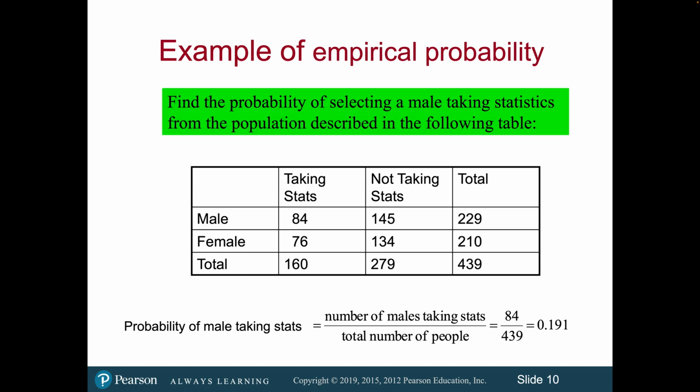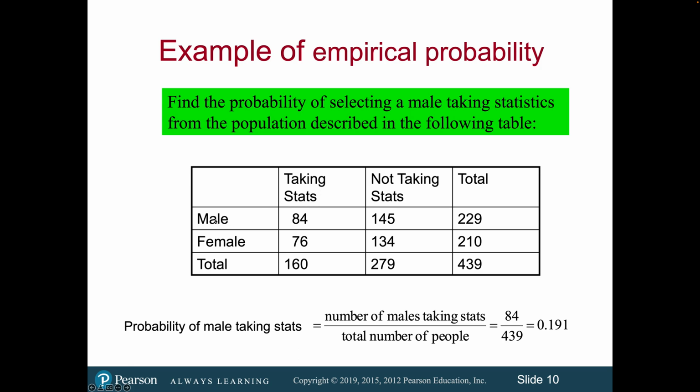The empirical probability, transitioning from a probability distribution, as I demonstrated on StatCrunch in a previous video, into a 2x2. So let's take a look at this, because this is a little more difficult and a little more challenging than the probability distribution. So find the probability of selecting a male taking statistics from the described table.